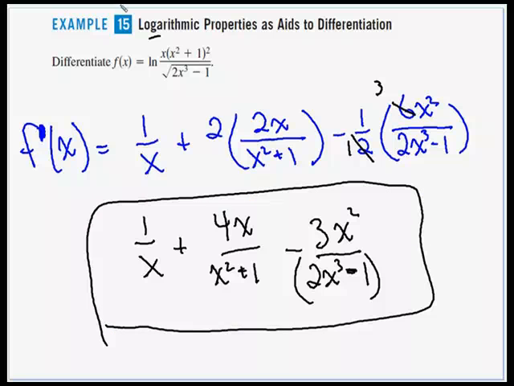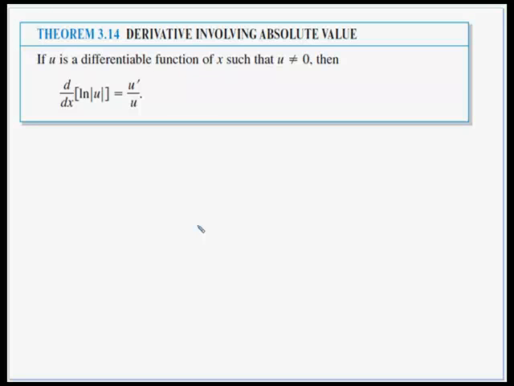And moving on. Theorem 314. Absolute value. Remember, natural logs, we can only take the log of positive numbers. The graph looks roughly like this. Natural log. We cannot put negative x values in it. So if you have the ln of the absolute value of u, it's still just u prime over u.